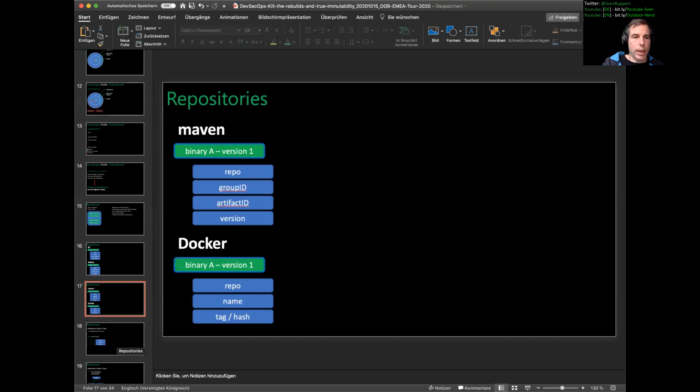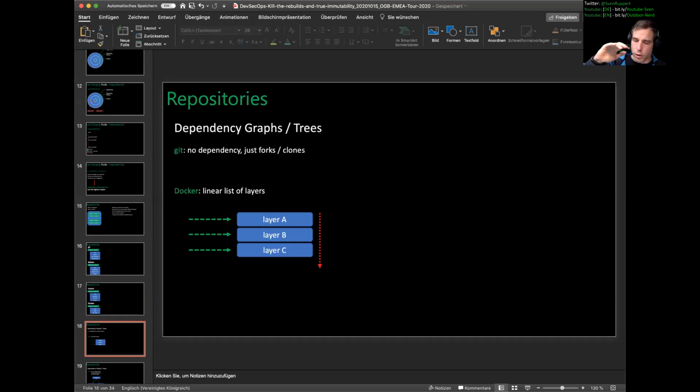So think in a way that you can put a generic strategy on top of it. One basic thing that is really a beast, if you're talking about dependencies and analyzing and handling this stuff, is this: Git has no dependency in terms of, well, whatever you want to say. You have forks or clones and that's it. If you have Docker, then you have a linear list. You have just one FROM statement, and that base will have just one FROM statement again. So you have a linear list of dependencies. This is quite easy to handle.